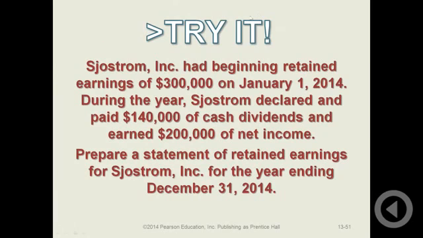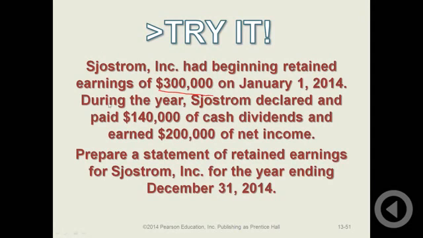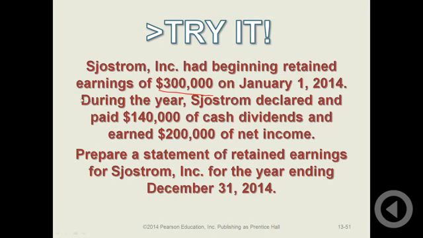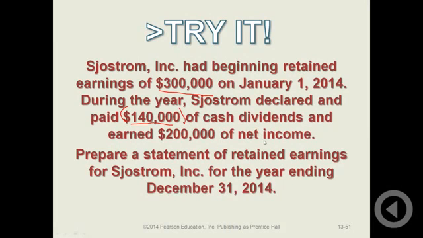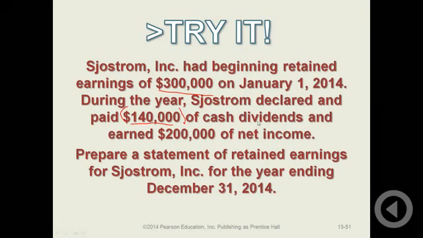So let's try this example. This company had beginning retained earning of 300,000. So this is beginning retained earning. During the year, they declared and paid dividend of 140, and dividend is a negative, so I'm going to put this in parentheses, and earned 200,000. And how do earnings affect retained earning? It's a plus. So we're going to start with 300,000, add 200,000, then subtract 140.